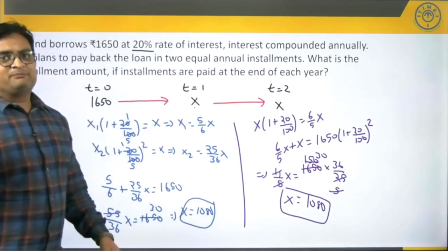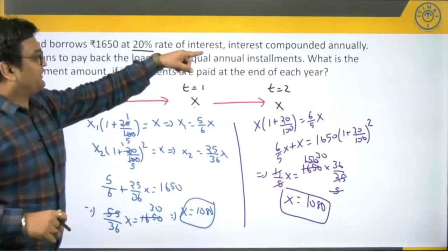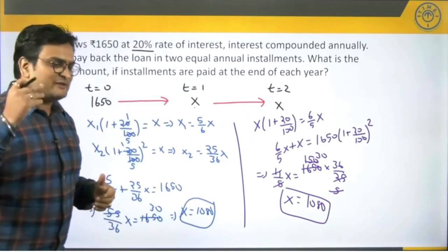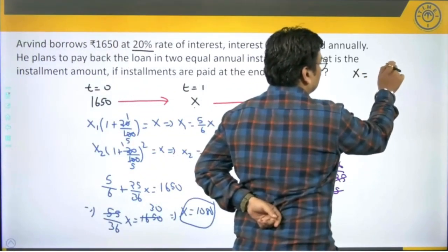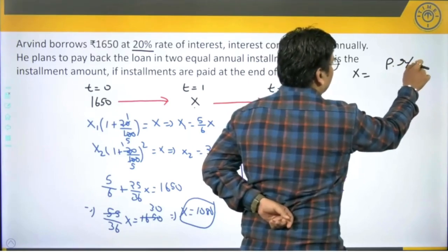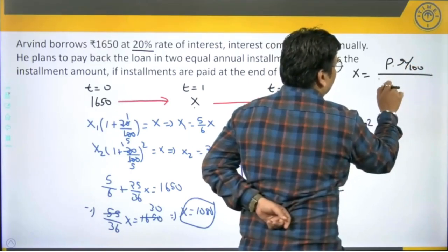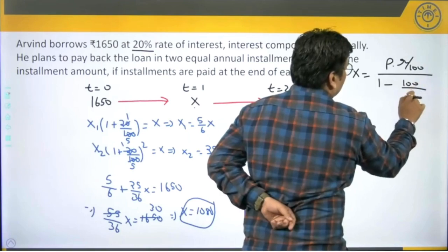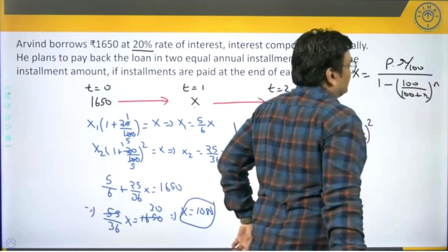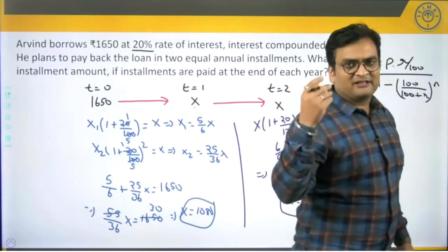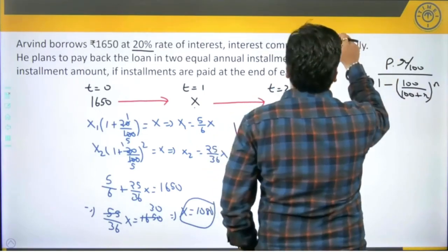This installments problem, particularly which are based on compound interest, compounded annually, can also be solved by a simple formula. The installment value is given as principal into r by 100 by 1 minus 100 upon 100 plus r whole to the power n, where r is the rate of interest, n is the number of years, p is the principal amount. So when you use this here, let's see what do we get.